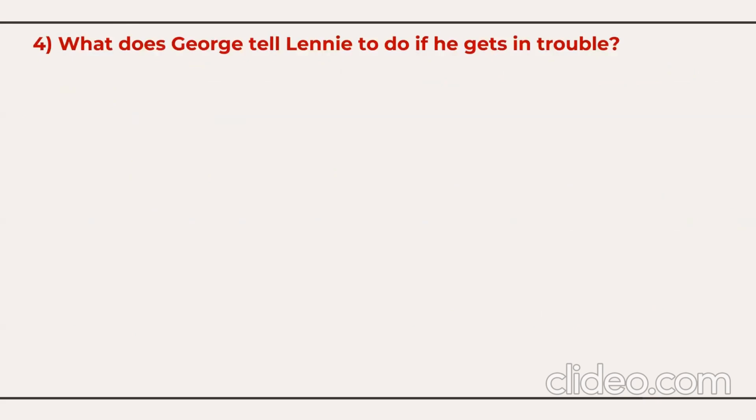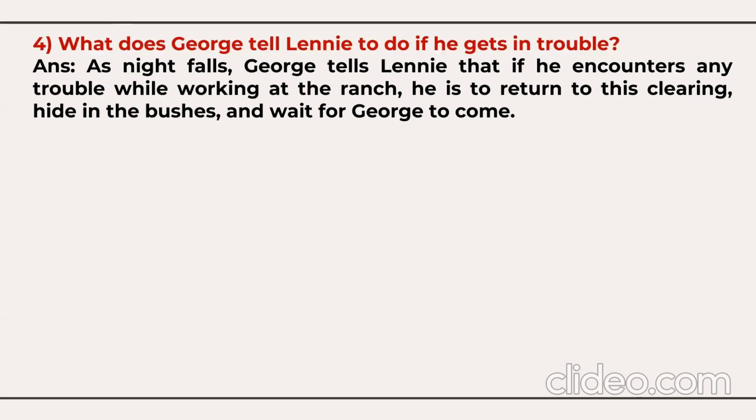What does George tell Lenny to do if he gets in trouble? As the night falls, George tells Lenny that if he encounters any trouble while working at the ranch, he should return to the clearing, hide in the bushes, and wait for George to come. So what is the instruction given? If he gets himself in trouble, he should come back to this clearing and hide in the bushes, and he should wait for George to come.